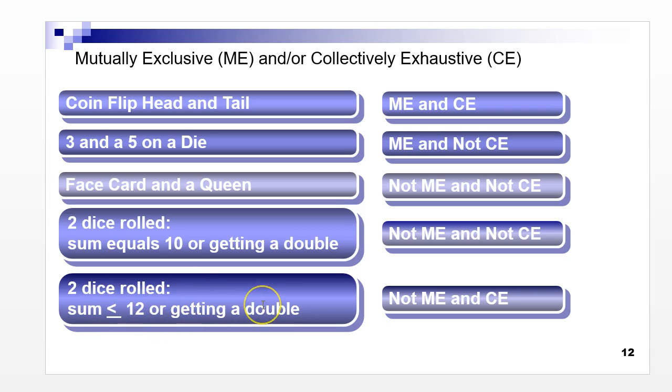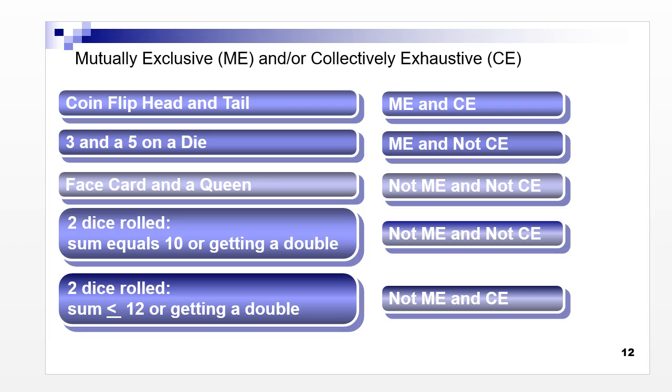But now we're looking at getting a double. Getting a double kind of limits what we have, okay? Doubles can be double 6, double 5, double 4 in this case, but they happen at the same time as those sums. So they are not mutually exclusive, but it is the entire set of possibilities.